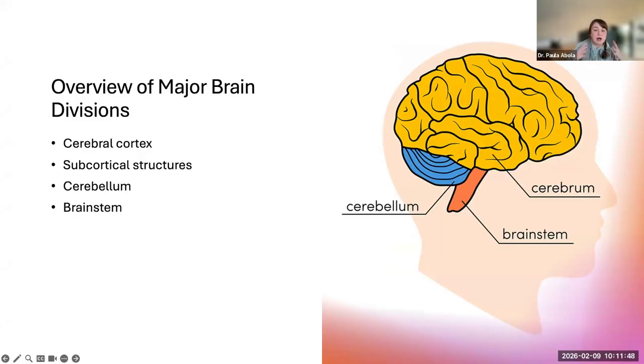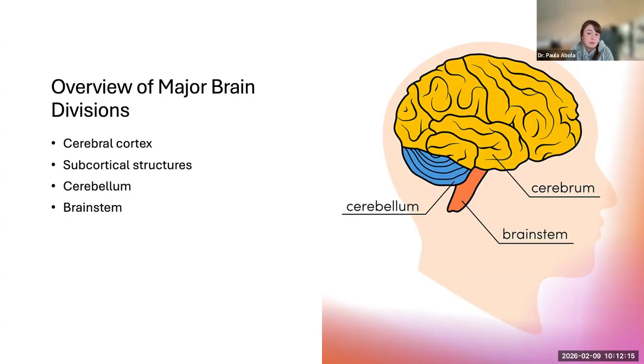So this type of broad division helps us organize our thinking about brain function, especially when we are first learning how complex the nervous system actually is. However, it is also important to treat these divisions as conceptual tools rather than rigid boundaries. So each of these systems plays a different role in supporting human behavior.